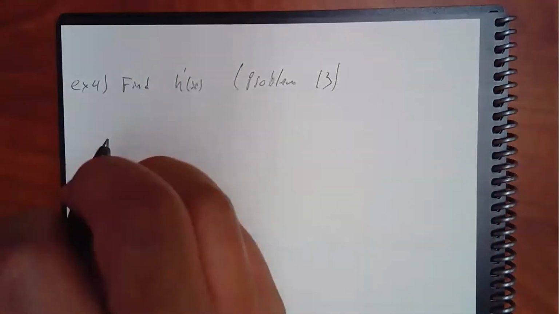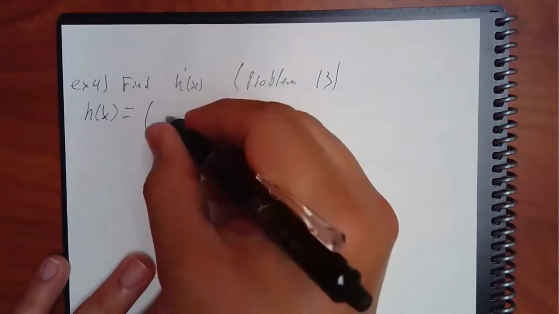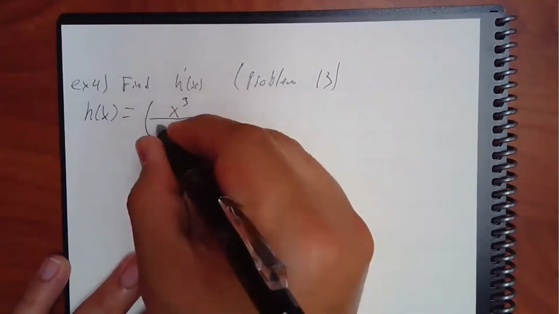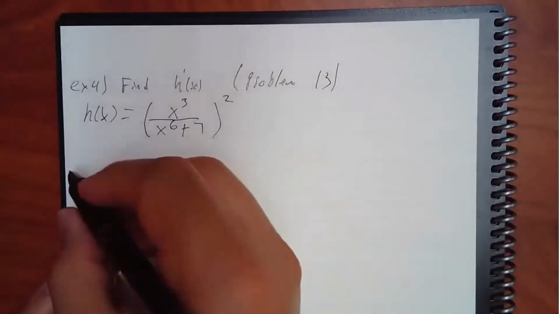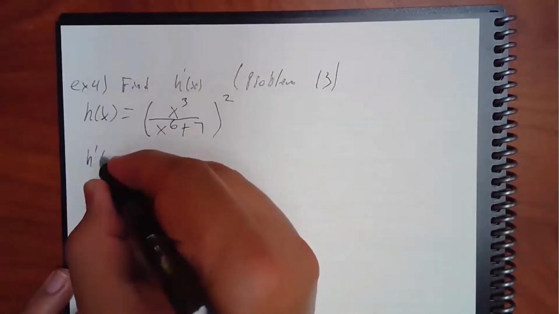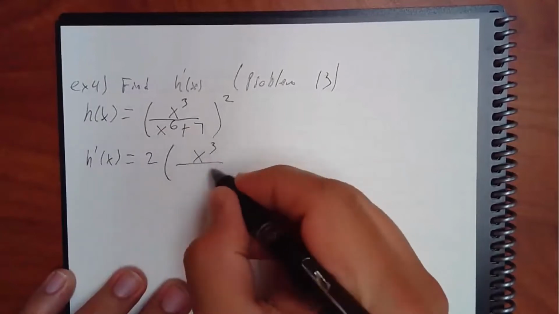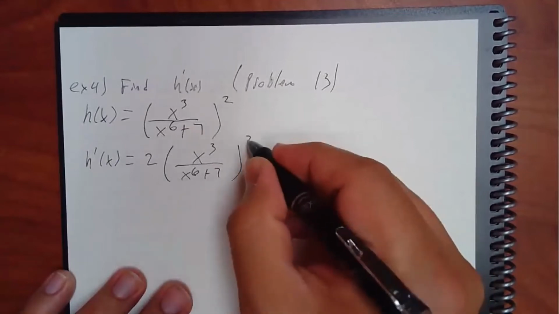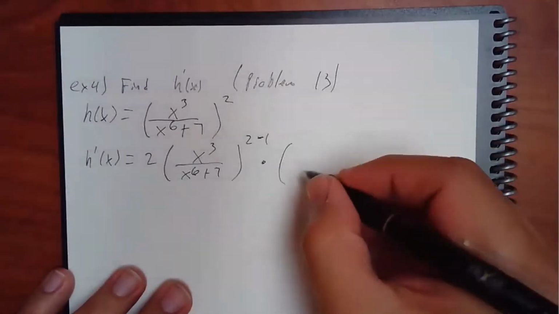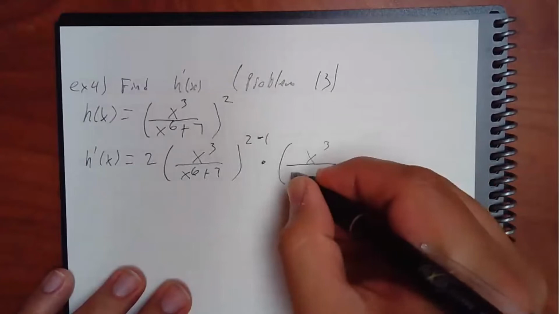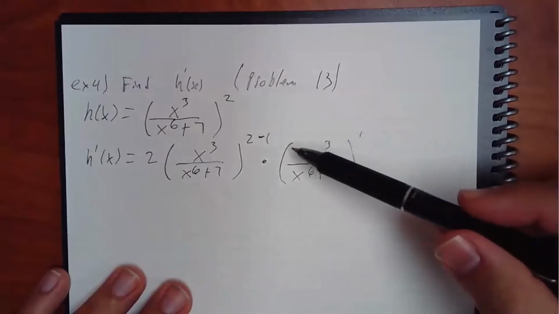Good. On 13, h of x is equal to x cubed over x to the 6 plus 7, squared. So the derivative will be: bring down the 2, leave the inside alone, subtract 1. So the outer part is just a power rule, and then multiply by the derivative of the inside. Now notice as I'm doing the inside, it turns into a quotient.